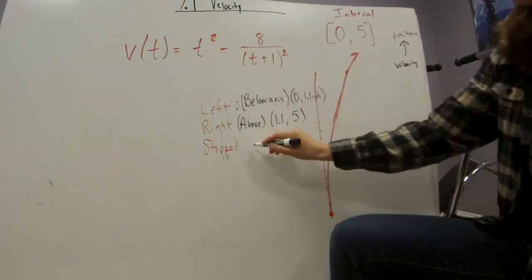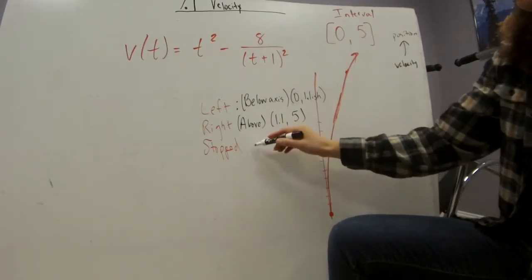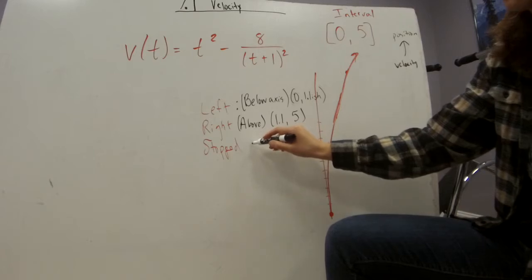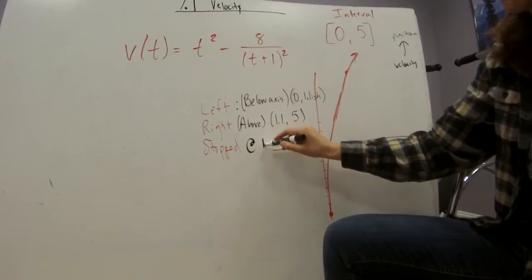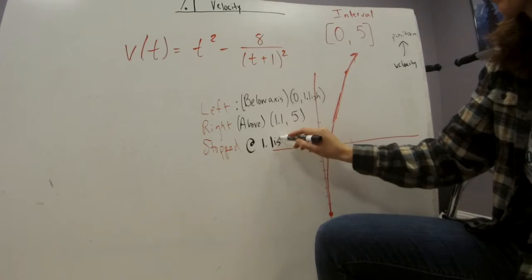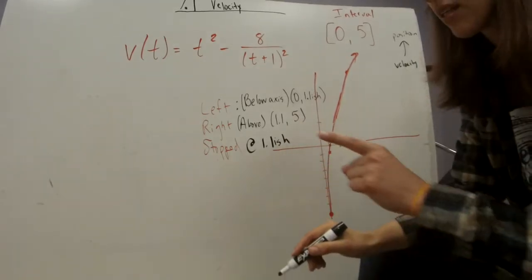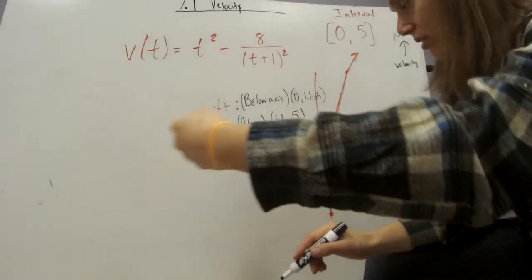And if we wanted to say stopped, honestly, if you put nowhere, I would take that, but usually the book would want right at 1.1-ish, or wherever that is, because that's where, instead of moving to the left, it stops and starts moving to the right.